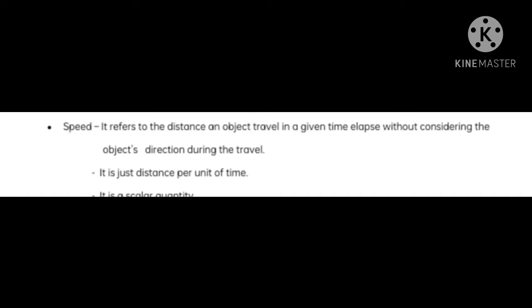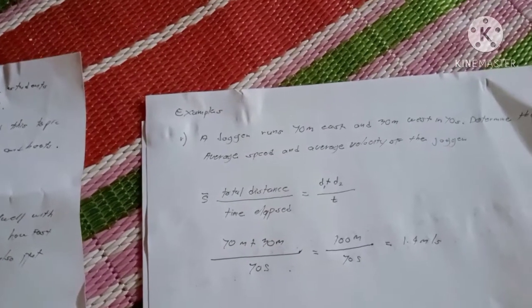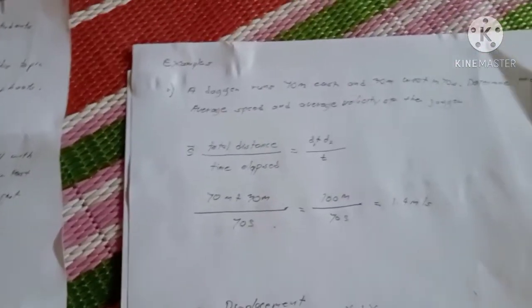So we're now talking about speed. Speed refers to the distance an object travels in a given time. So it focuses on the distance from the given start time until the end, how far the object traveled, without considering the object's direction during the travel. So let's go to some examples.